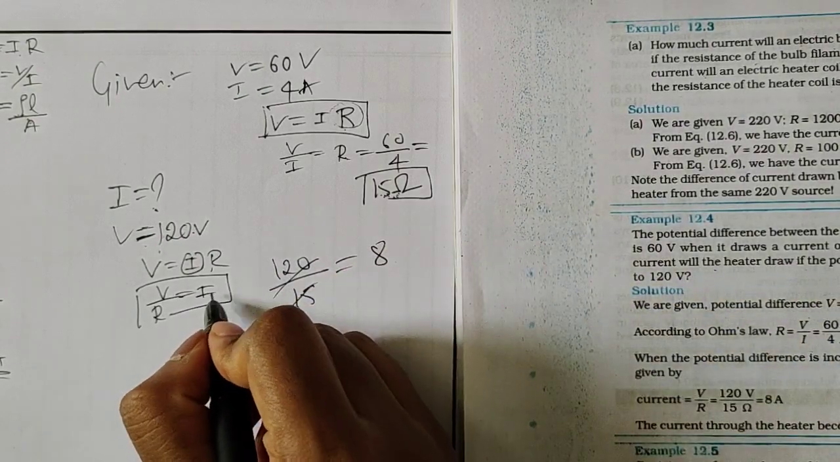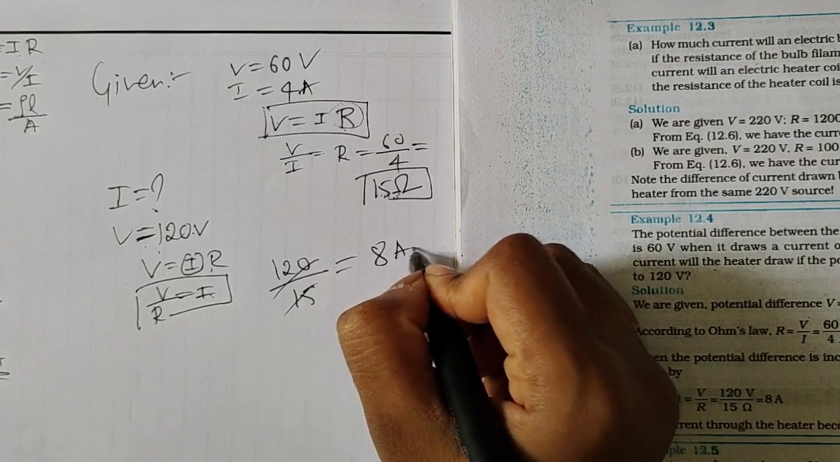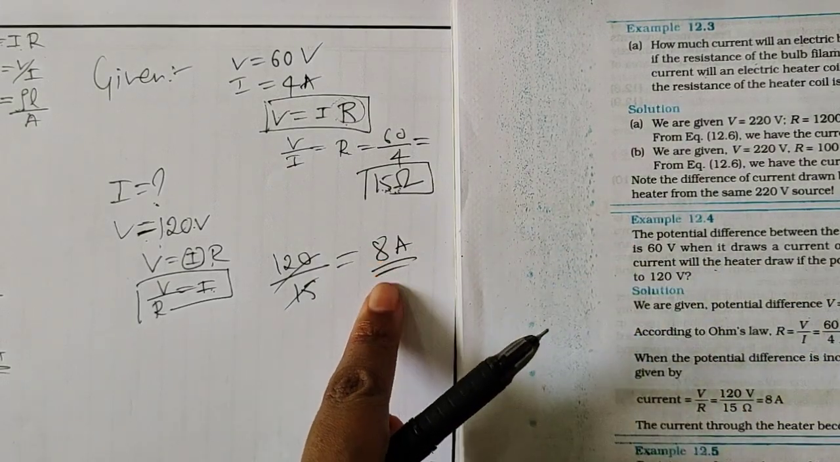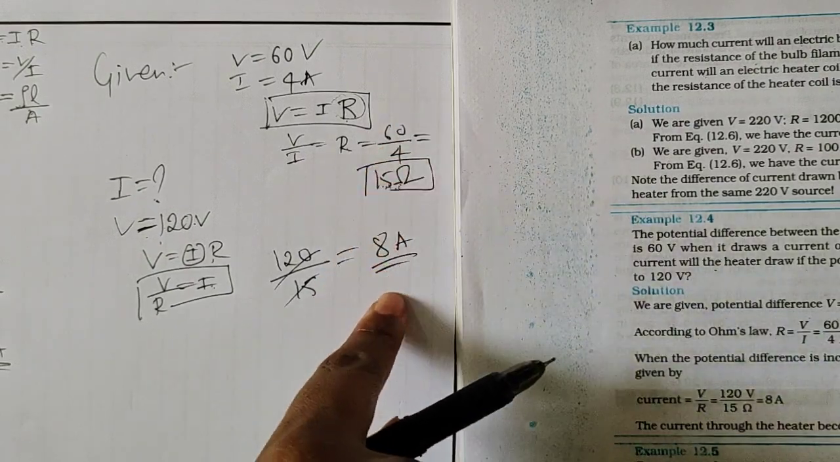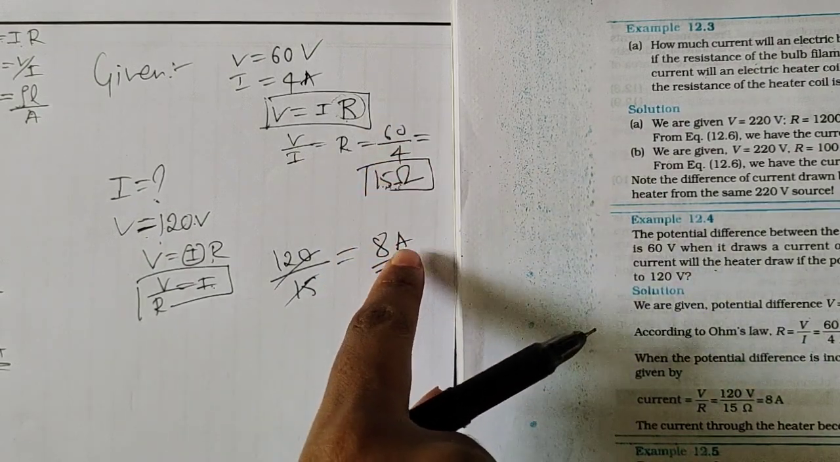Now we are finding I. That means SI unit is what? Ampere. So the answer is 8 ampere. So if you get this question, you will be getting it for 2 marks, that is 1 plus 1. Clear? Always remember, the unit carries half a mark.